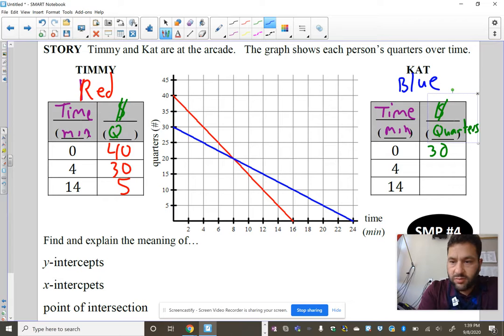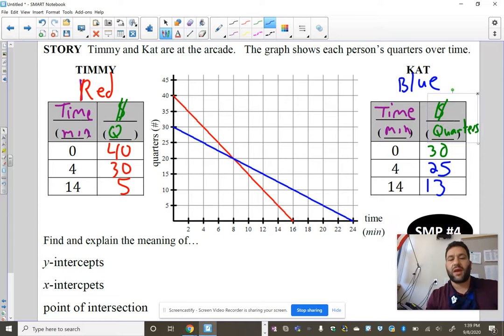At 4 minutes, we're at 25. And then at 14 minutes, we are at, we'll say, approximately 13 quarters there. Okay, that's just a guess. So it says, find and explain the meaning of.